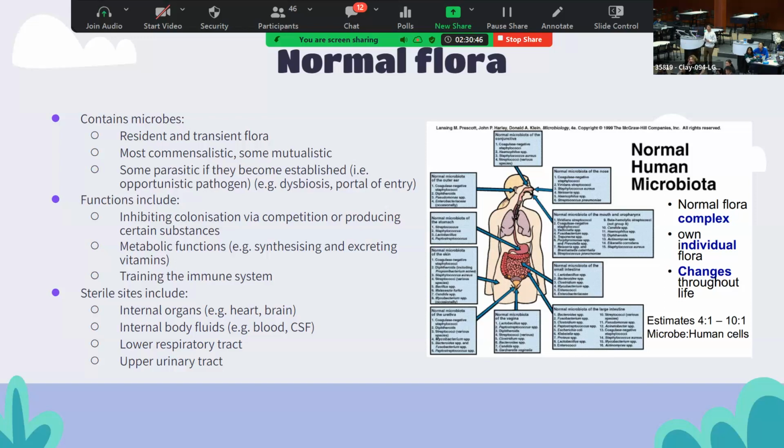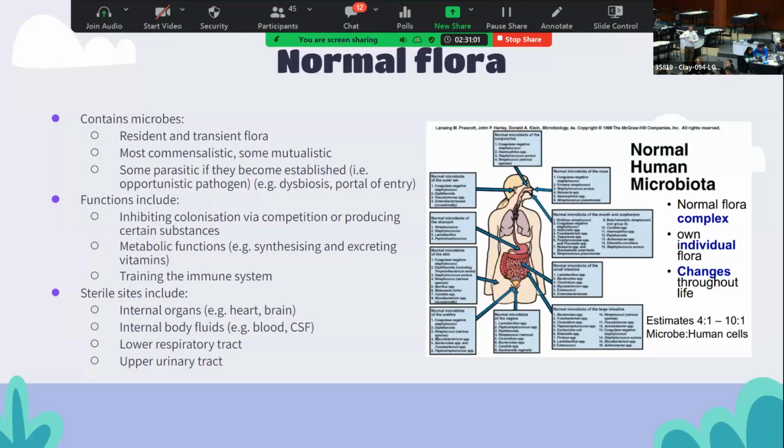And sterile sites to remember are any internal organs, hopefully sterile, any internal body fluids like your blood or cerebrospinal fluid, and the lower respiratory tract and the lower urinary tract. And for the last two, you can just remember whatever's closer to inside your body is sterile. So the upper respiratory and the lower urinary is not sterile.